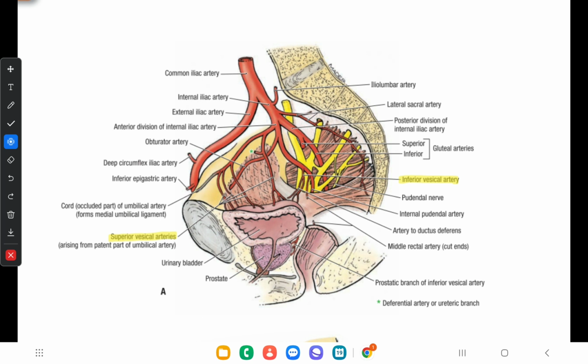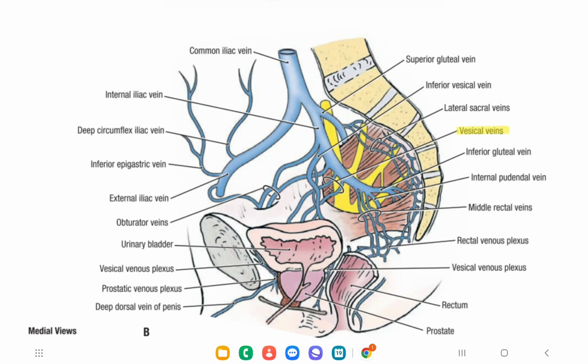When we talk about the blood supply to the bladder, blood supply is coming from the inferior vesical artery, which is a branch of the internal iliac artery, as well as the superior vesical arteries, which are also branches of the internal iliac artery. The venous drainage is from the vesical venous plexus. This is the vesical venous plexus around the bladder. This vesical venous plexus drains into vesical veins and thereby to the internal iliac vein. Remember, the lymphatic drainage is to both internal and external iliac lymph nodes.